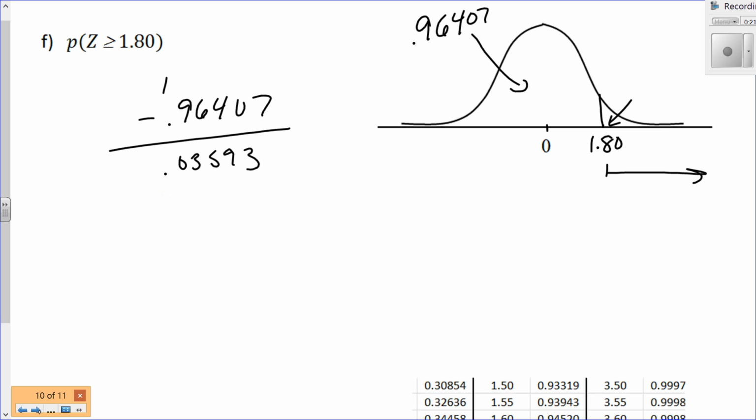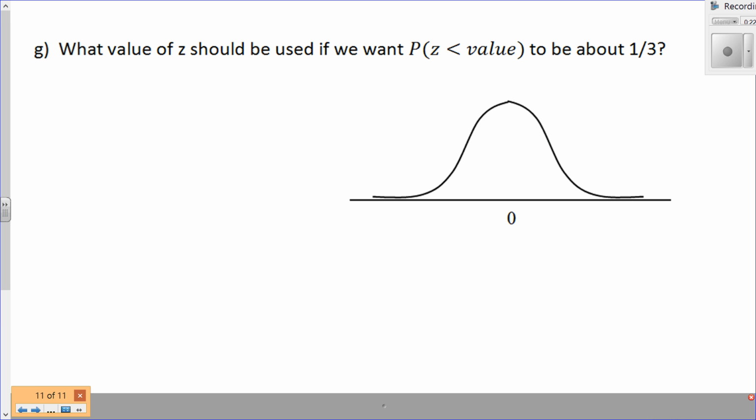Okay, more here. This was a little bit backwards. So instead of finding the probability of z being greater than a value or less than a value, this time I'm going to give you the probability, and we're going to try to find the cutoff value. So I want to find what value of z should be used if we want the probability of z being smaller than that value to be about a third.